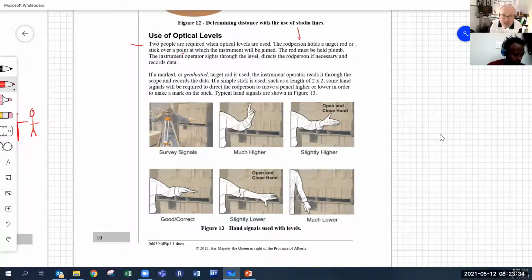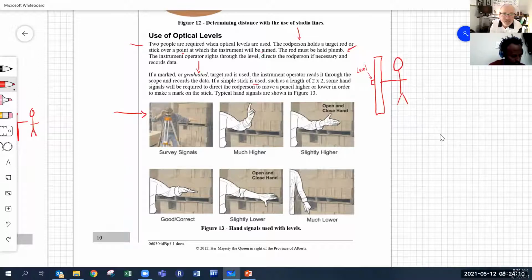The rod must be held plumb. Some of these rods that we will use have a little level built into them, so you want to make sure that it's level when you're holding that rod. If a marked or graduated target rod is used, the instrument operator, that's this guy, reads it through the scope and records the data.